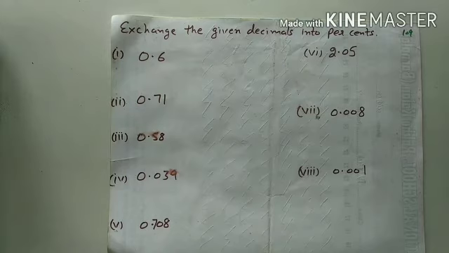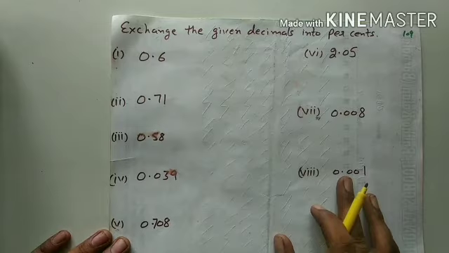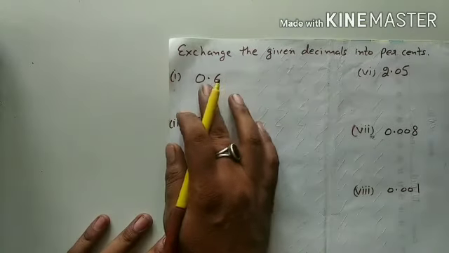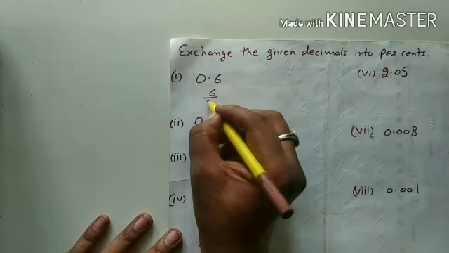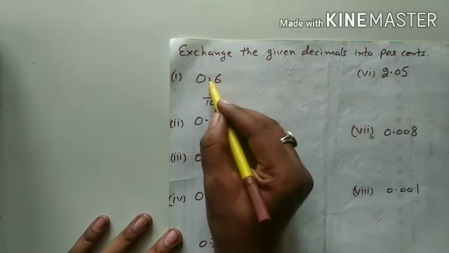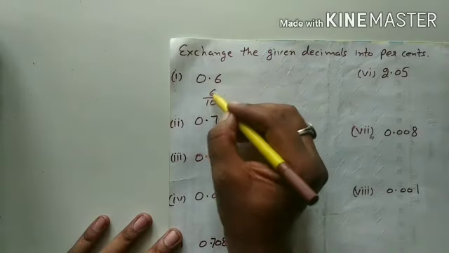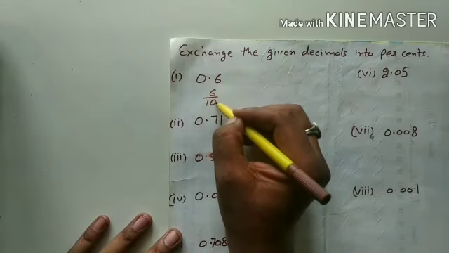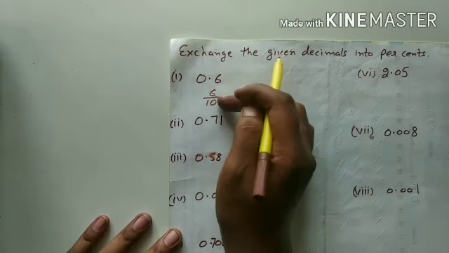So in this video, we are going to learn the conversion of given decimal into percent. So you will see that 0.6 means 6 over 10. Okay student, as decimal is there, after decimal how many digits are there? 1. So I will write 6 in the numerator and I will write 10 in the denominator. In this way I can convert decimal into fraction.